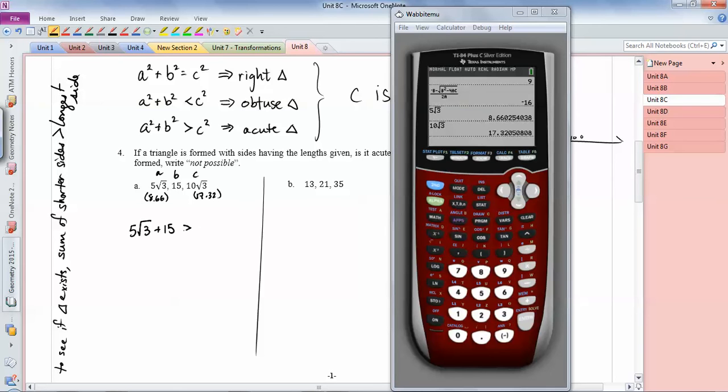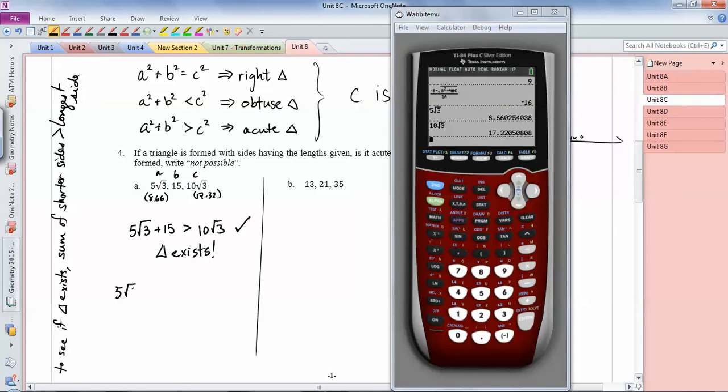the first question is, is that bigger than 10 root 3? Because if it is, then the triangle exists. Yes, it is, if you actually checked it. So the triangle does exist. You always got to check first, does the triangle exist? The two shorter sides definitely add up to more than the longer side. So then we're going to check them in Pythag.